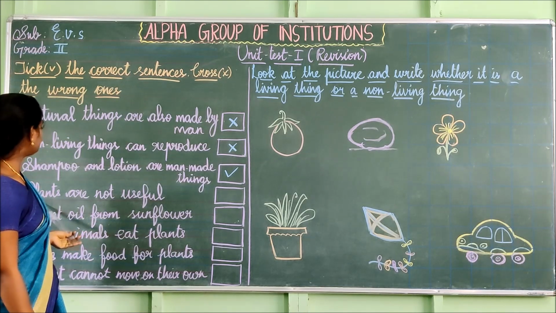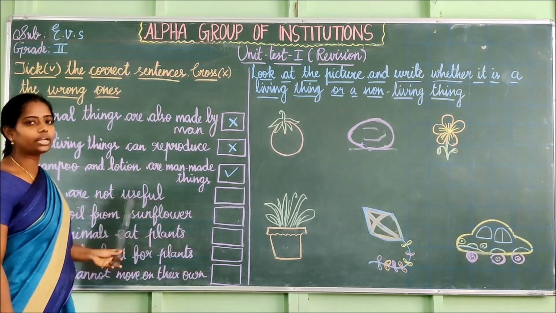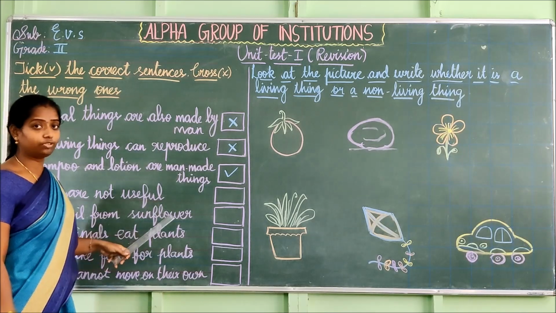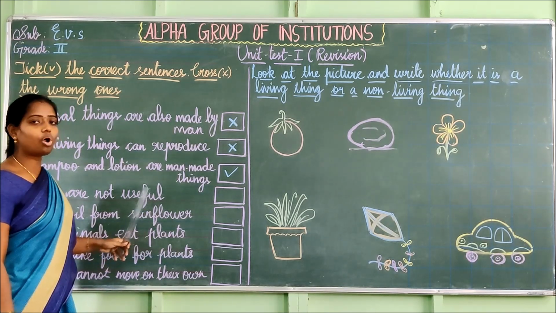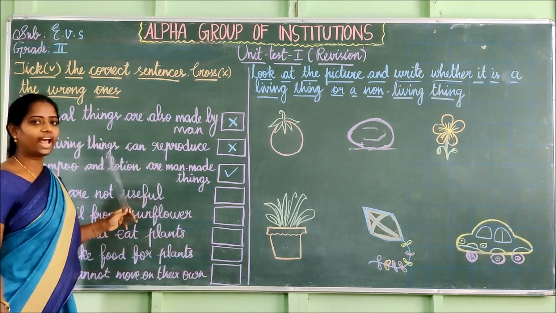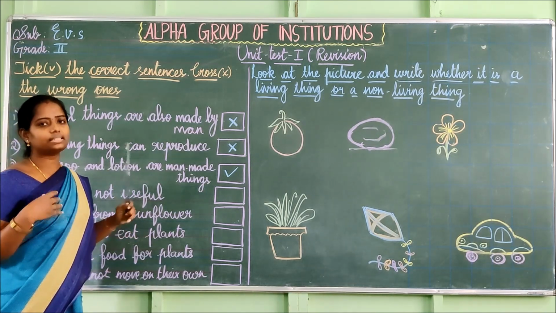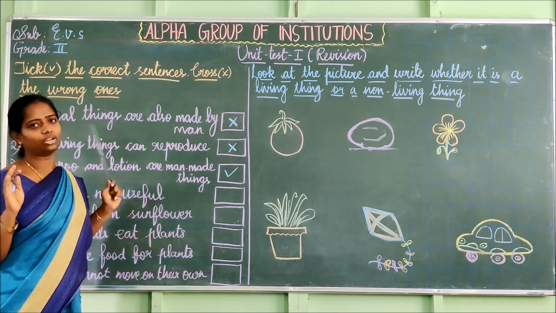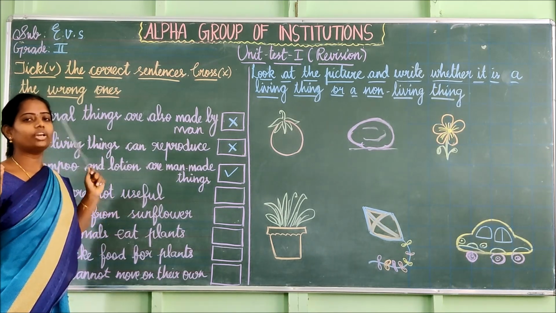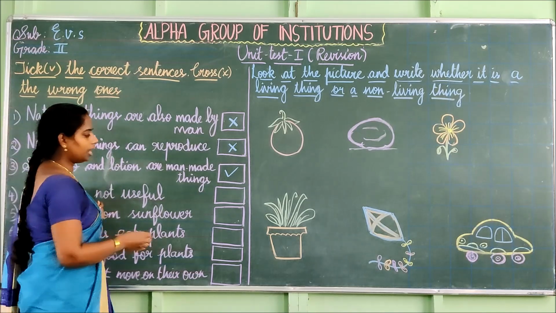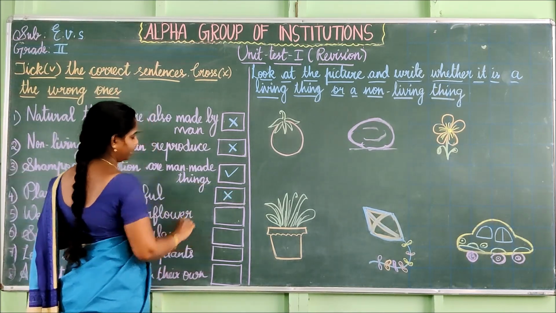And then fourth one, plants are not useful. Plants are not useful. Is it correct, children? It is wrong because plants are useful for us in many ways, isn't it? They give us fruits, vegetables, pulses, cereals, spices, many more things they are doing, isn't it? So plants are very much useful for us. It is a wrong statement. So you have to put a wrong mark.